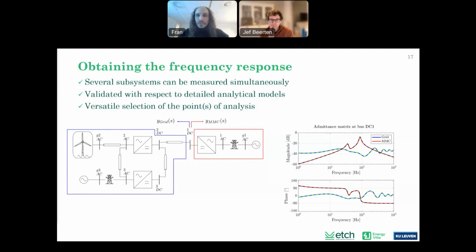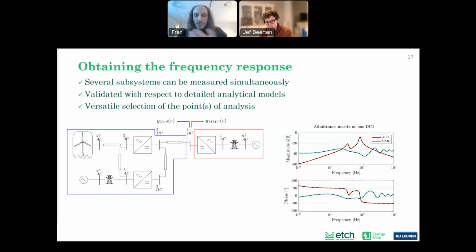And now what you can do is you can partition this system at DC bus 1. You would have one subsystem to the right, which is the one enclosed in a red square, and another enclosed in a blue one. So you would scan both of them simultaneously, and you would capture the dynamics of both sides through the MMC on the case of the right, and through the rest of the DC grid on the blue case. And you can see, since the dashed lines and the solid lines overlap, again, there is a good agreement between analytical models and the tool.